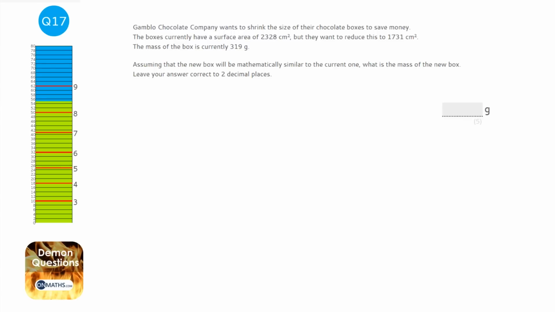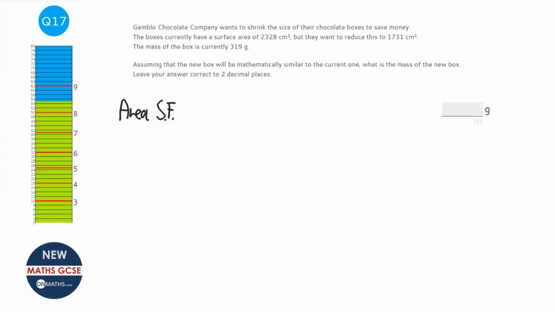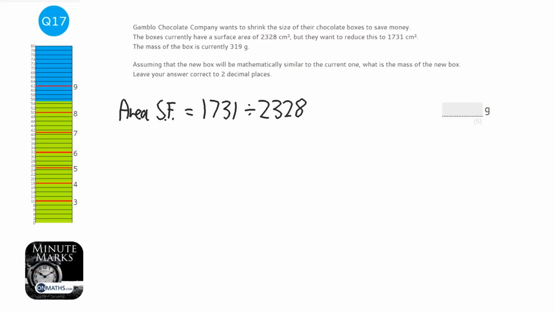We need to find out, first of all, what the area scale factor is. Now, it's important that you realise that there's a linear scale factor, an area scale factor, and a volume scale factor. To work out the area scale factor, I'm going to get the 1731, which is the new size, and divide it by the old size, which is 2328.